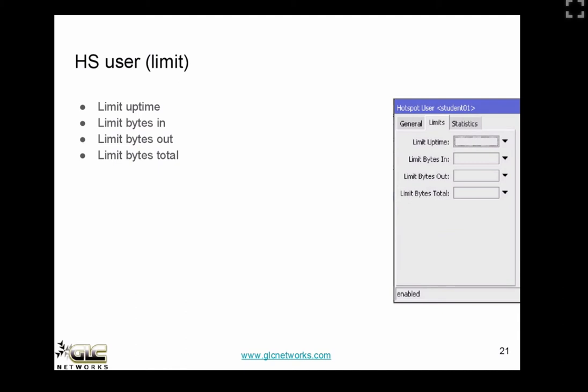I have a question here for bandwidth limitations. Which one do you prefer, simple queue or Queue Tree, for hotspot? Normally we use simple queue for hotspot.